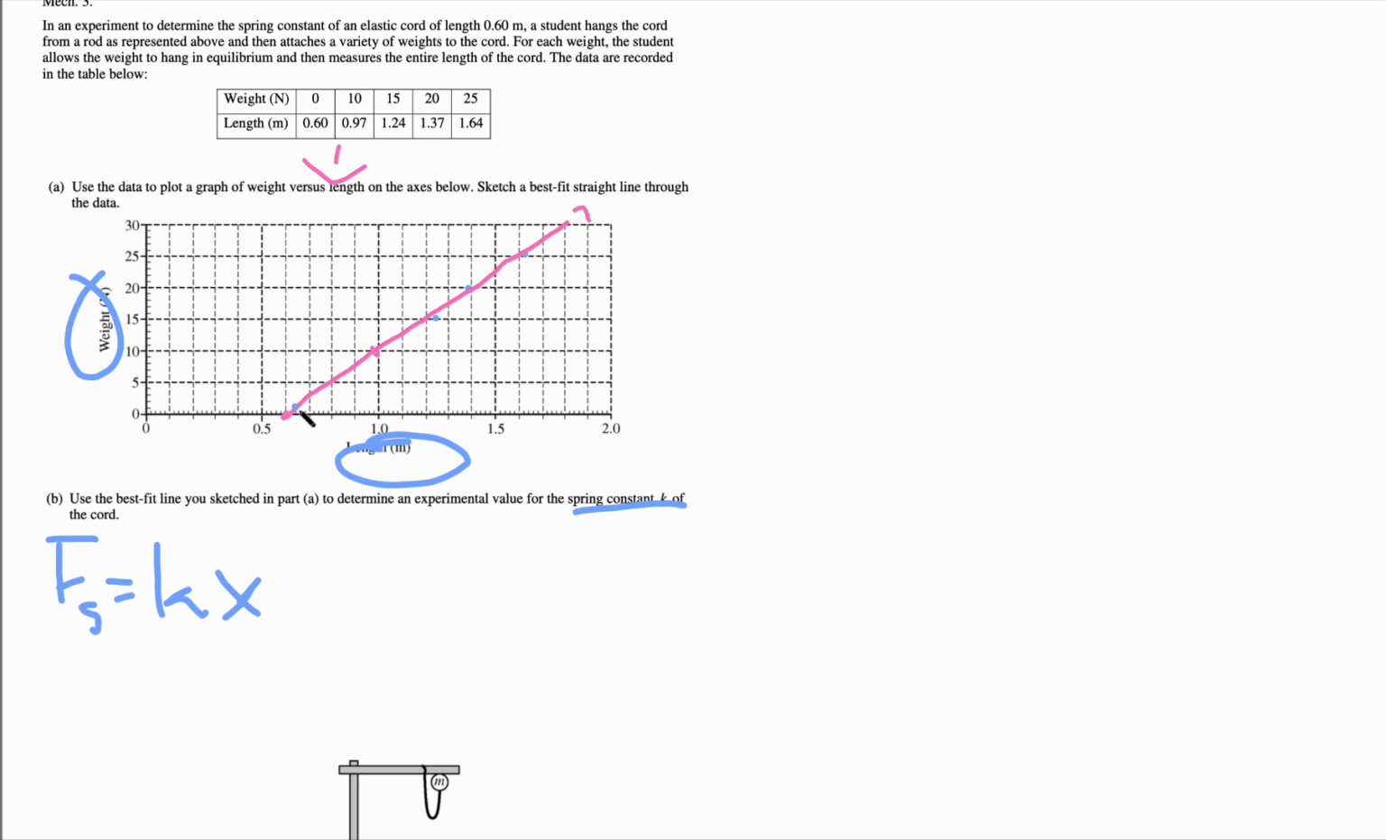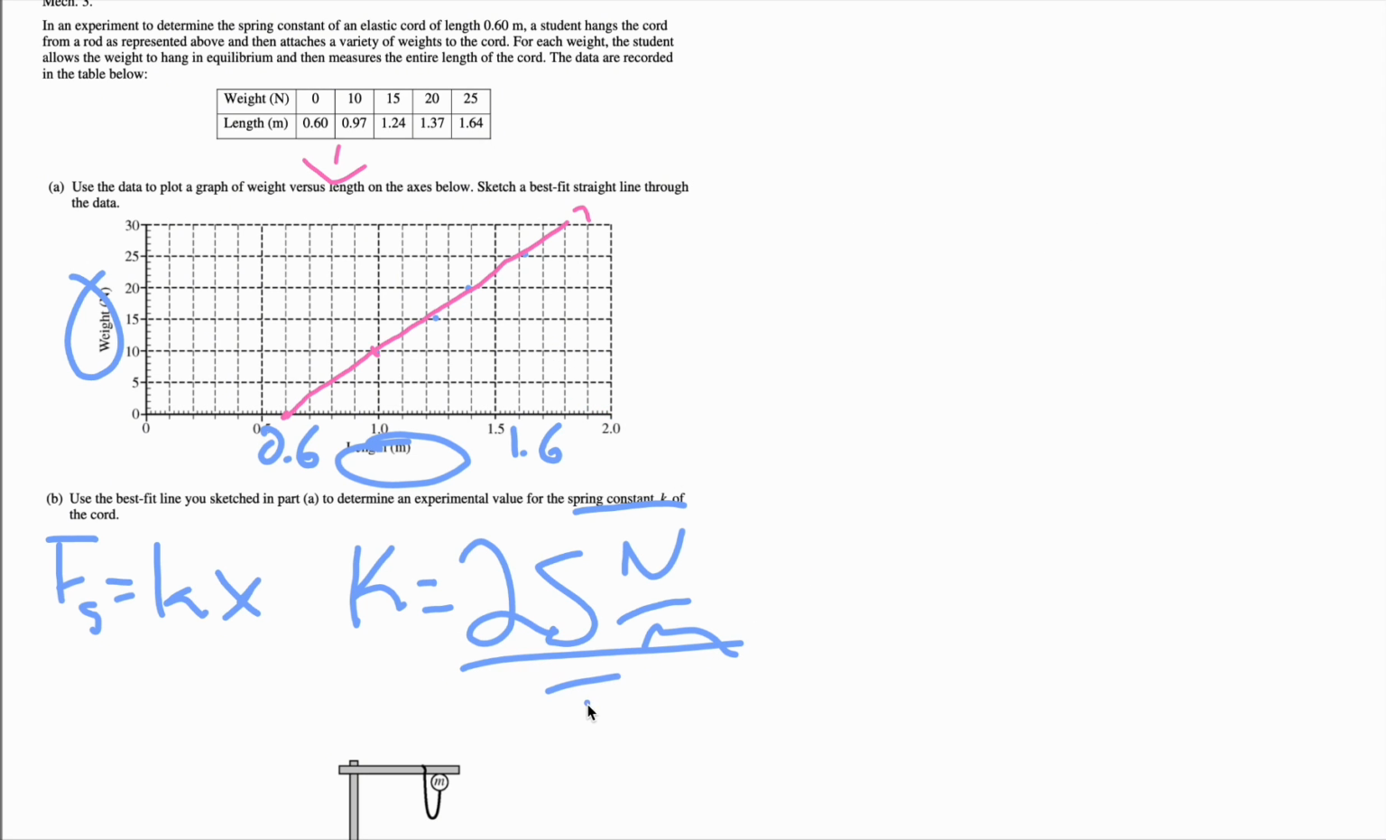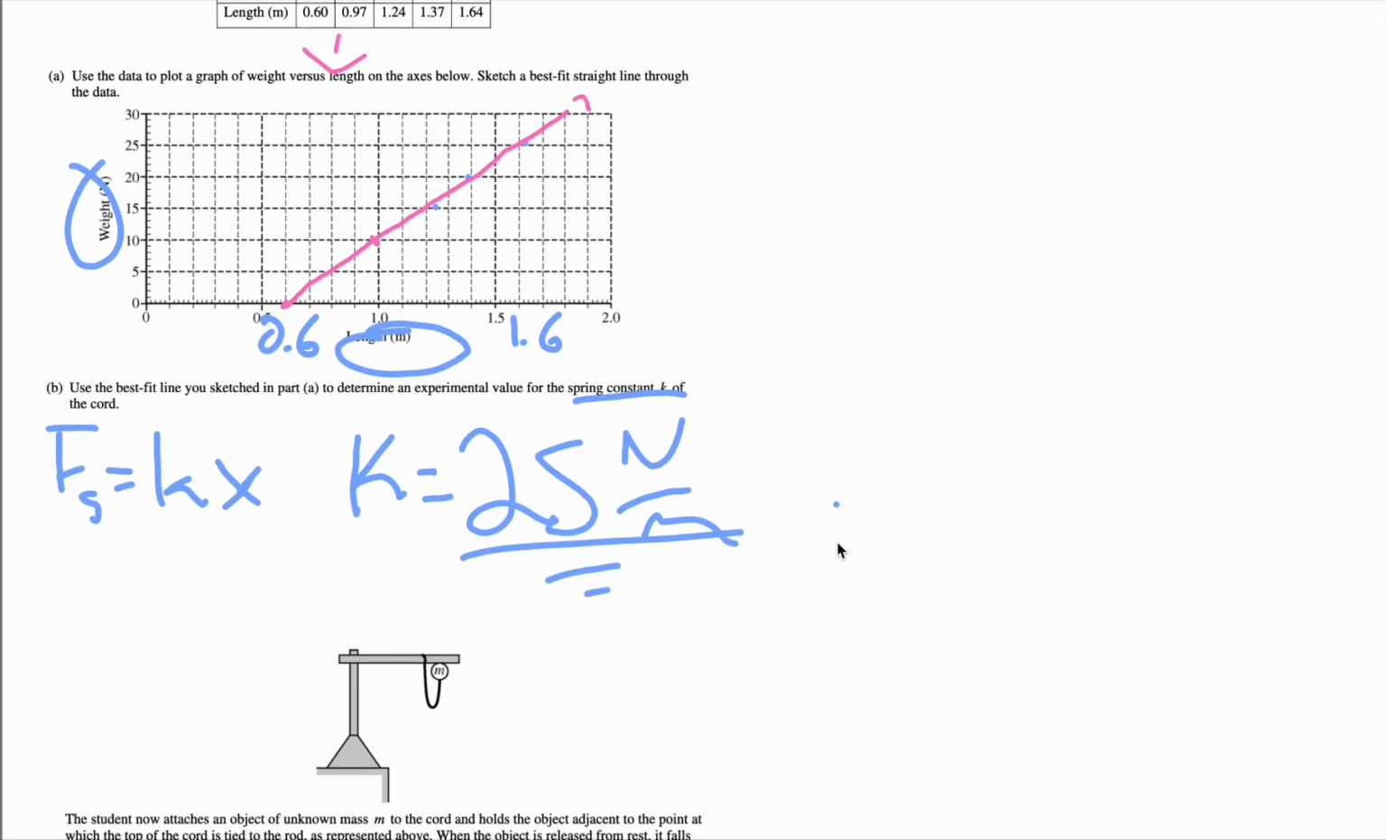So we would want to perhaps start from here and take the slope from this 0.6 line over to this 1.6 line. And we can actually just look at it in the table here. 0.60, 1.64, that's about 25. You can say k is comfortably 25 newtons per meter. You can use your line of best fit. You would just need an answer close to 25 newtons per meter.